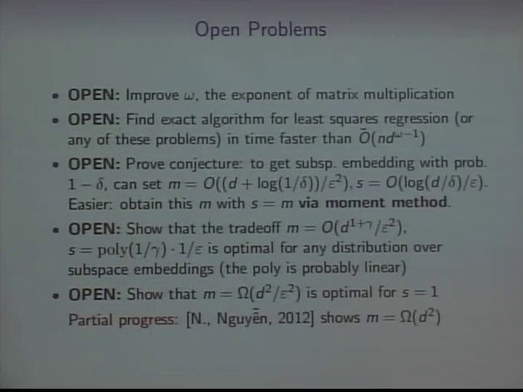Okay, good. So other open problems. I'll list them here. I don't know any. But the second, I don't know.